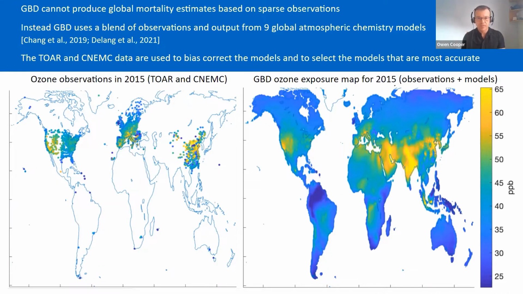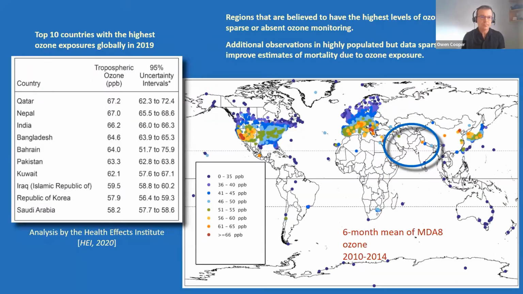And if you go on to my final slide, this is a nice table here. This is produced by the Health Effects Institute in Boston, and they published last year a very nice analysis of the GBD results. And they made a list of the top 10 countries with the highest ozone exposures globally in 2019. And of these 10 countries, 9 of them are in the Middle East or South Asia, shown by the blue circle in the map.